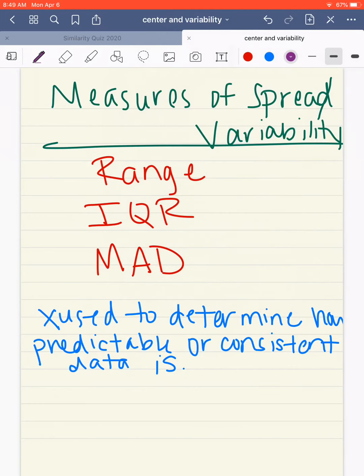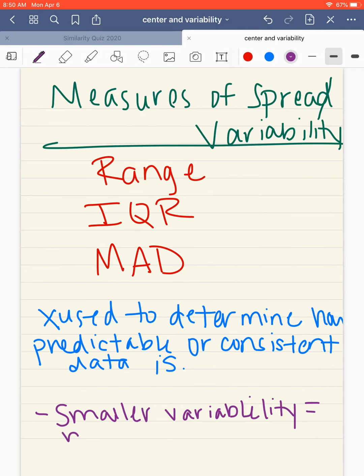Okay? So if I ask you who is more predictable, who has more consistency, you would look for the one with the smaller variability. Okay? So a smaller measure of variability, so a smaller range or IQR or MAD, a smaller variability or spread means that it's more predictable or consistent. Equals more consistent or predictable.